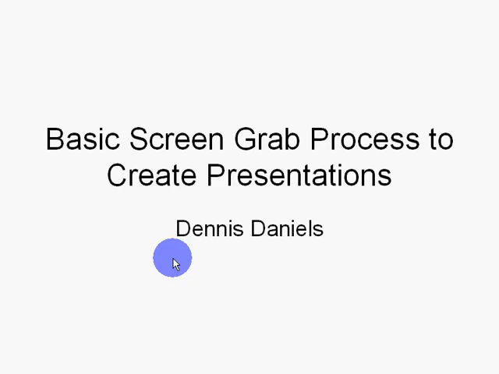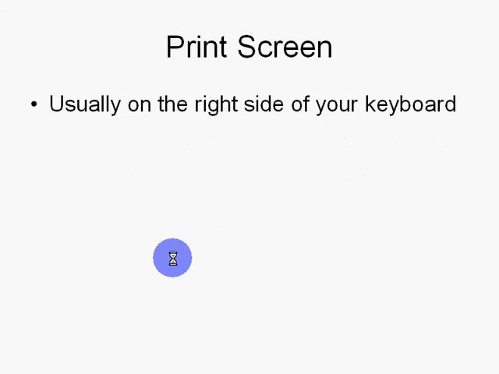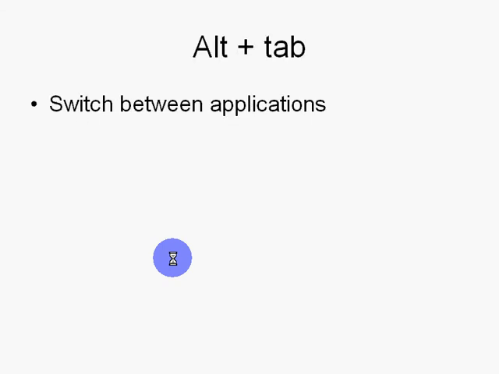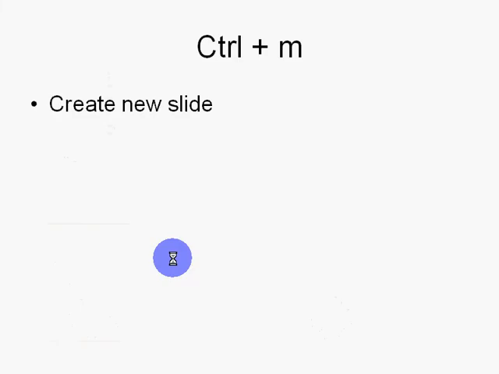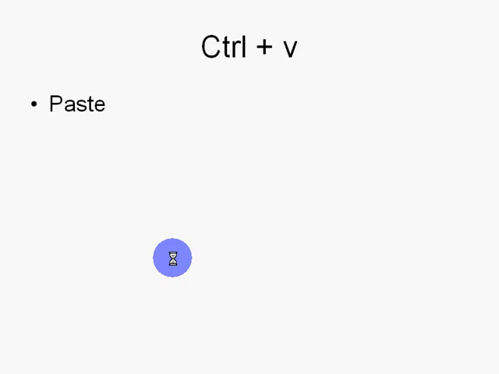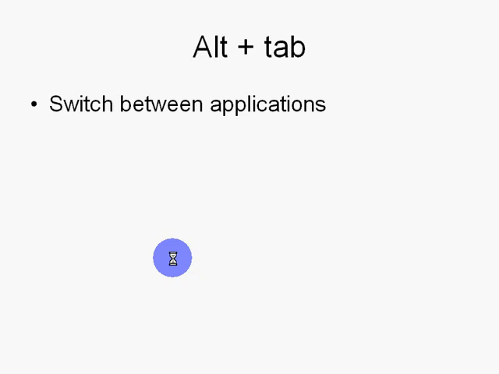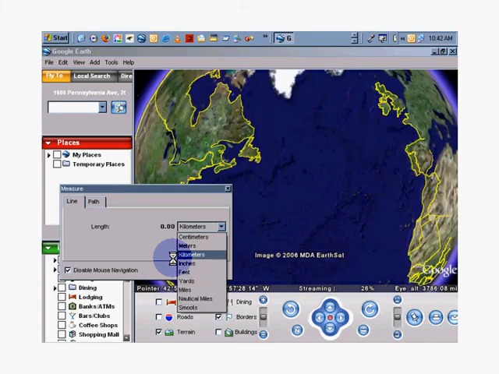Basic screen grab, always the same. Print screen, Alt Tab to switch between the application, in this case PowerPoint. Control V, I just pasted it, we can't see that. There's Control M to create a new slide, Control V, and then we should have a screen grab on the next page. Now, Alt Tab to switch between applications, and it just cycles along. So you can quickly create screen grabs, quickly create presentations of screen grabs.